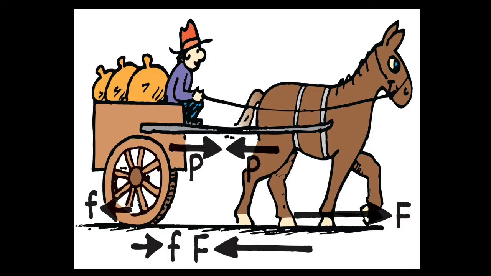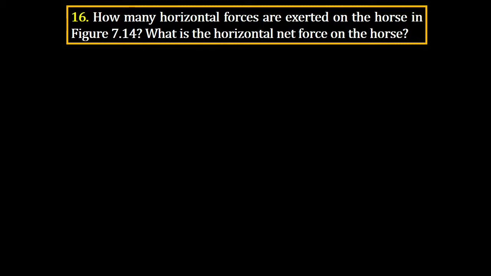All right, it says, how many horizontal forces are exerted on the horse in figure 7.14, and there are two, capital F and capital P, and the net force would be capital F minus capital P. Okay, so let's see if that makes any sense. Now, what we did was we were looking at the horse, and you can see that the forces acting on the horse are capital P and capital F. The capital F is in the forward direction, the capital P is in the reverse direction, so that makes perfect sense. And this is the question as it stands.